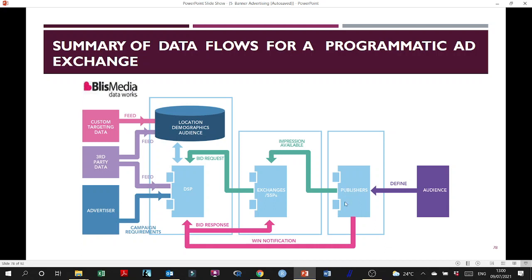Once the advertisement is served, the publisher sends a win notification to the DSP so that the advertiser or any of these guys will be charged for the view. Again, the audience lands on the publisher. The publisher sends a ping that there is an impression available to the exchange server. The exchange server, as a mediator, takes it from there to send the bid request to the demand side platform.